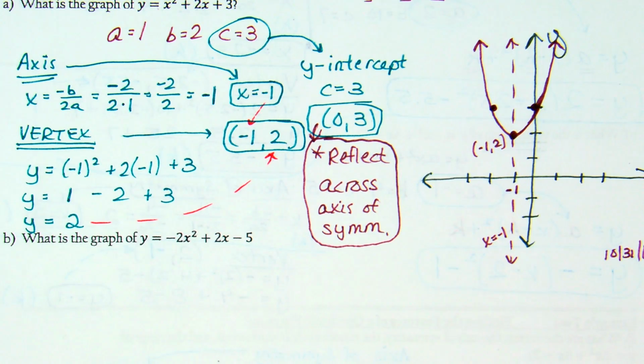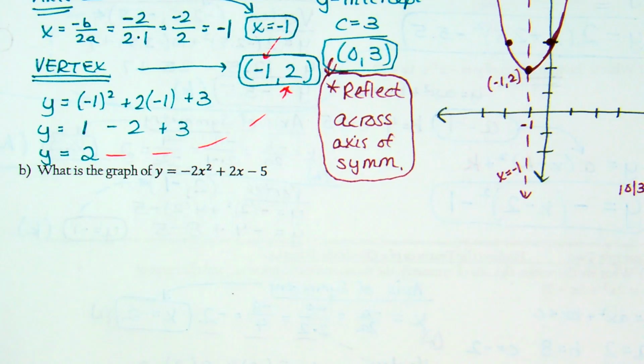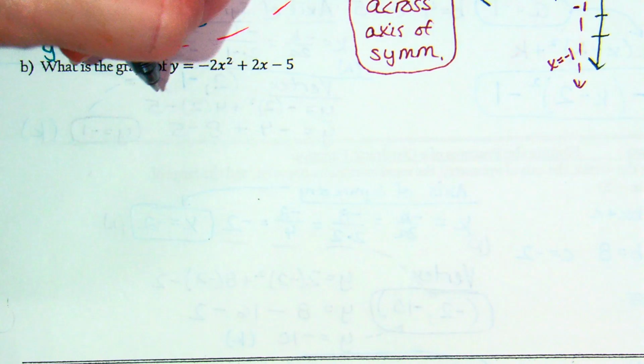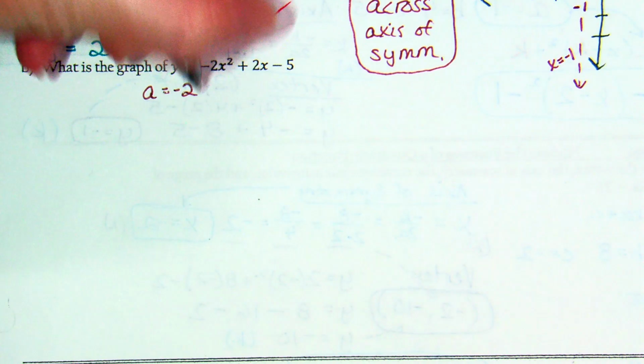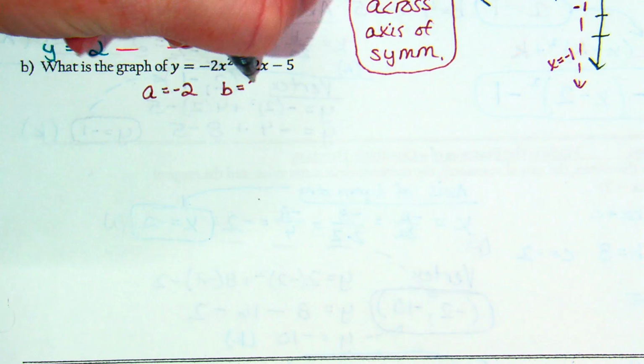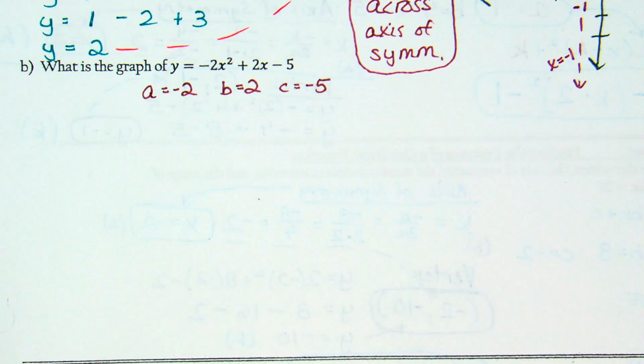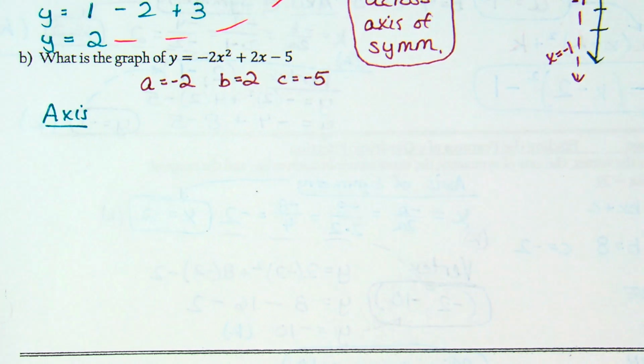ABCs, yes? Whether you write them down or whether you just think them through, let's know our ABCs. So my A is negative 2 because it's negative 2x squared. B is 2 for 2x. And C is negative 5. Okay. First thing we use that ABC for is to find the axis of symmetry. What's my axis of symmetry formula?